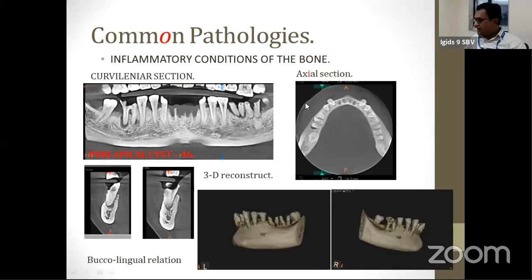So take a look at the axial section, the root. Around the root, you see the radiolucency. This is the distal root and this is the mesial root, right? The mesial and the distal root. So I'm able to clearly demarcate the radiolucency around my roots.